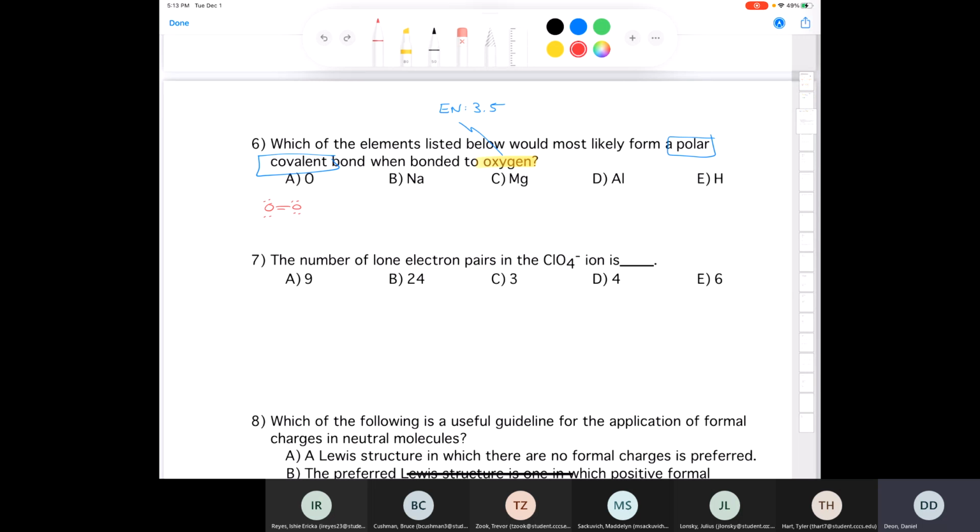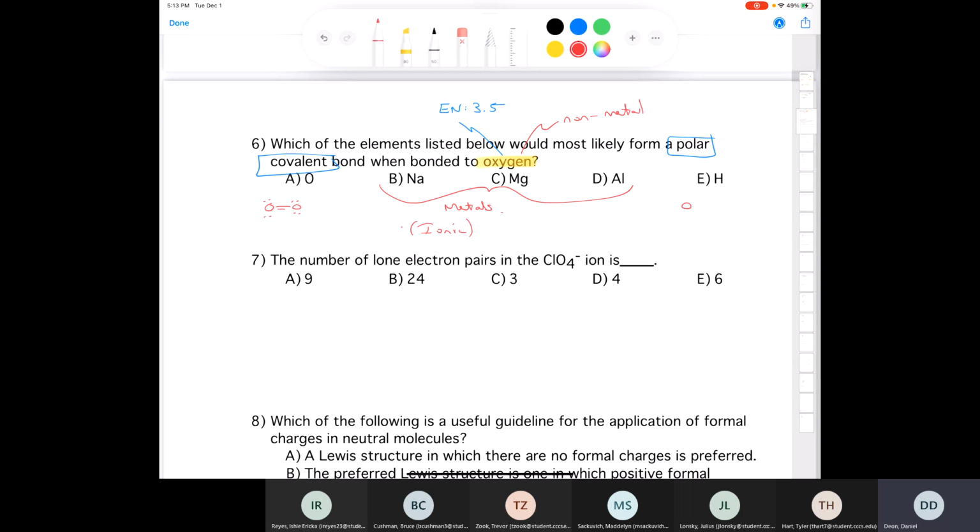I'm going to go over this one kind of quickly, and you should notice that sodium, magnesium, and aluminum all have something in common, right? These are all metals. And since oxygen is a non-metal, that means that when oxygen is bonded to sodium, magnesium, or aluminum, it's going to form an ionic bond, okay?